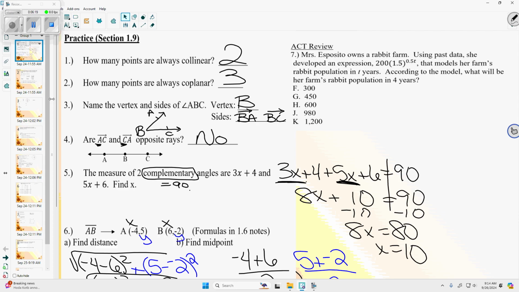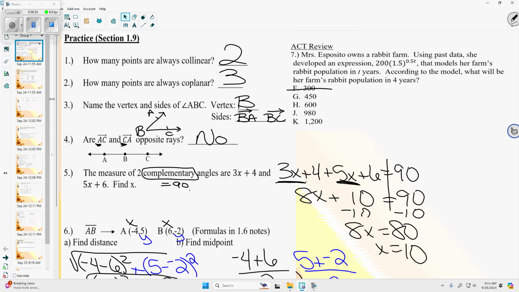So we have a rabbit farm. She used the expression 200 times 1.5 to the 0.5 t that models her farm's rabbit population after t years. According to the model, what will her farm's rabbit population be in 4 years? Is there one you can eliminate right away? Which one? Probably 300. That's a little low, right? Because even if I did 200 times 1.5, that's as if it's done no time whatsoever. So I can cross that 300 out.